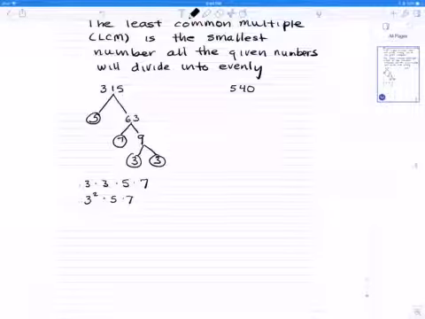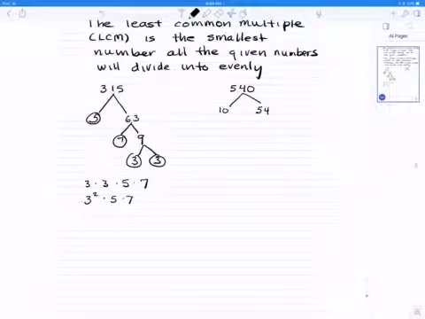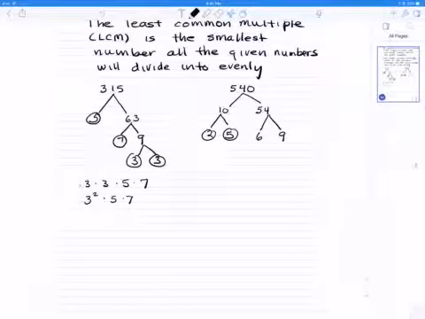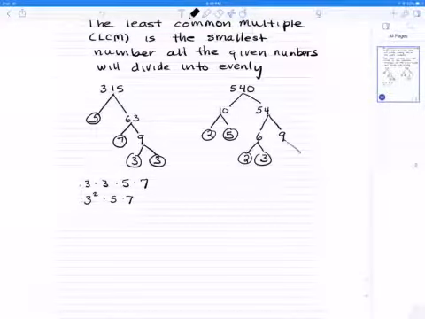Now 540, I can break that down into 10 times 54. Well, 10 is not prime, so I'll break it down into 2 times 5. Well, those are both prime numbers. I can't break them down without using 1. 54, I can break down into, let's say, 6 times 9. 6 isn't prime, so I'll break that down. 2 times 3. Both are prime. 9, I can break that down into 3 times 3.